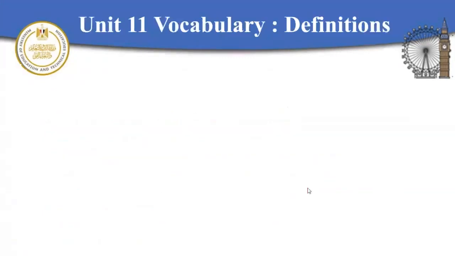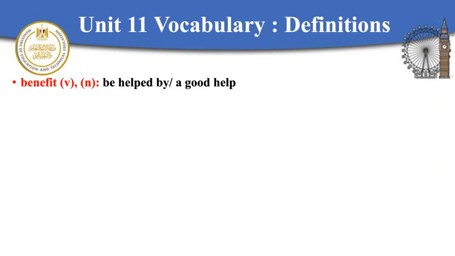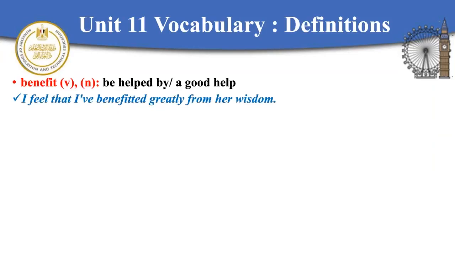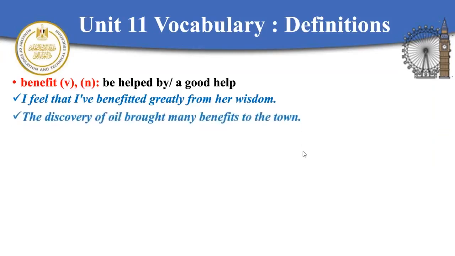We have the word benefit, and you notice here this is verb and noun. Verb: be helpful by, or a good help. I feel that I have benefited greatly from her wisdom. So I got benefit from her. The discovery of oil brought many benefits to the town. So here it's a noun, benefit.